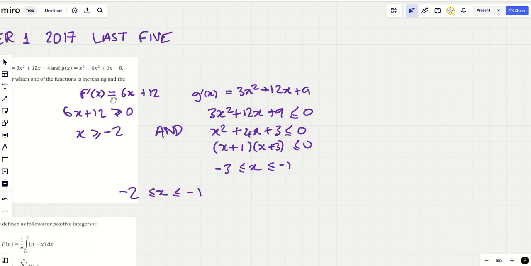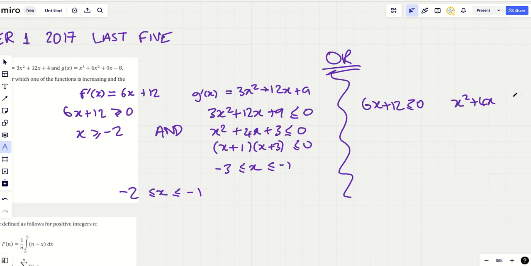We said that the first function was increasing, the other was decreasing, but we could have easily had it the other way around. So this one is less than or equal to 0: 6x plus 12 is less than or equal to 0. And let's just go straight to x squared plus 4x plus 3 is greater than or equal to 0. Well, if that's the case, then x is less than or equal to minus 2. And always write your ands and ors down because they're important. You're going to have x is less than or equal to minus 3, or x is greater than or equal to minus 1, just because it's going to be the other way around to that. Okay, now how can this be true?